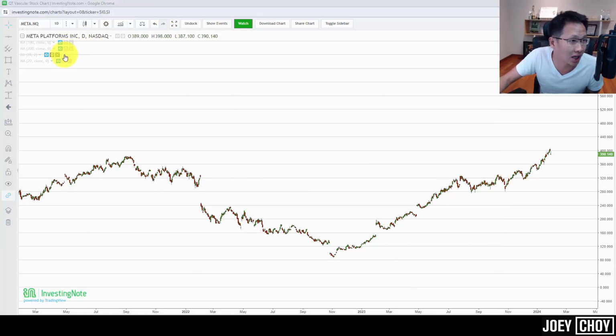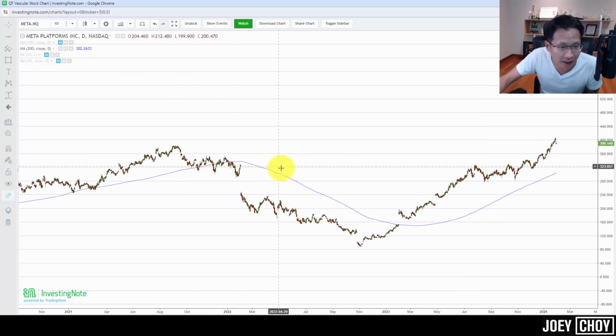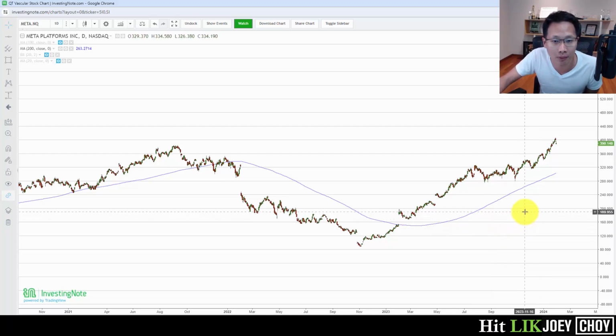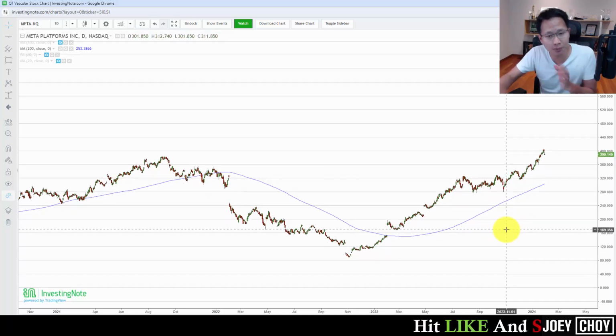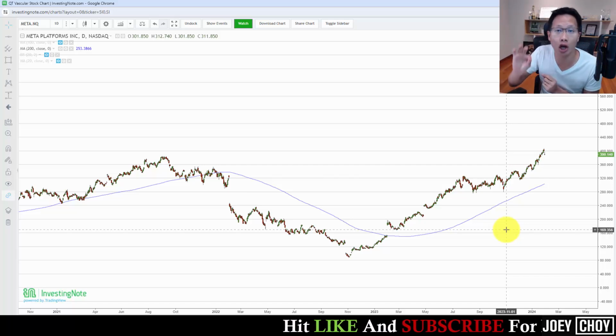So I really just put out this line right here. You can see that this is what we call a blue line, all right? That is a longer term moving average. It's a 200 days simple moving average, all right? And just by this line, we can tell if the trend is up or down in the longer term.